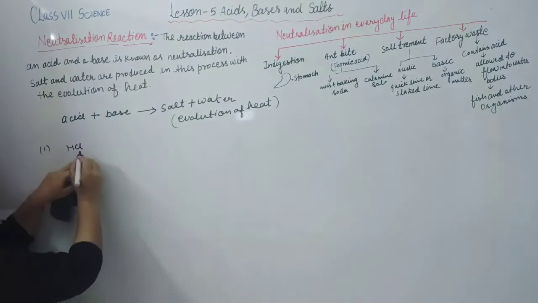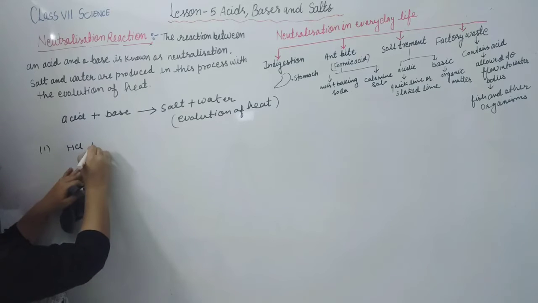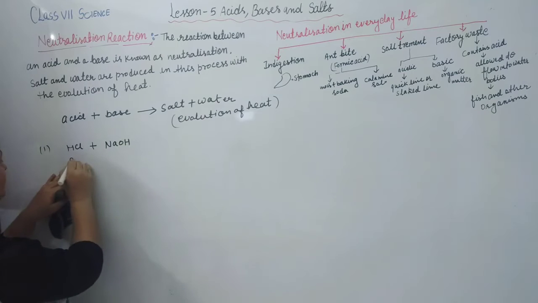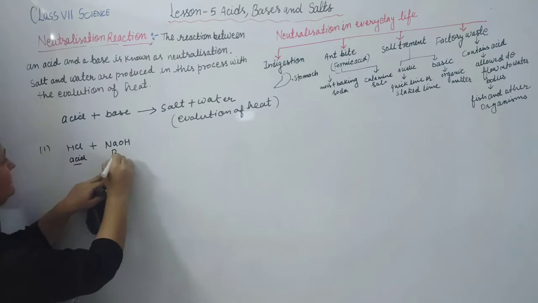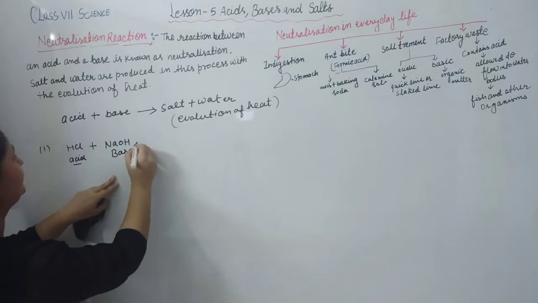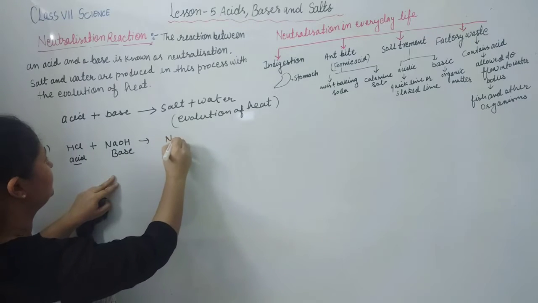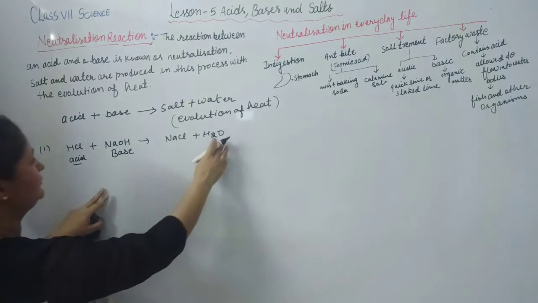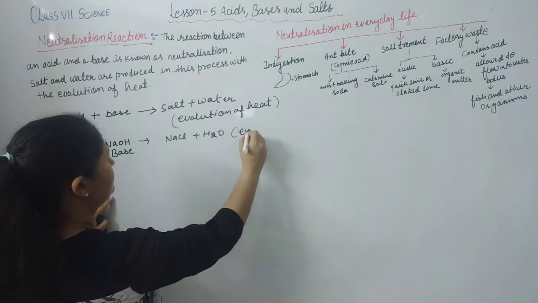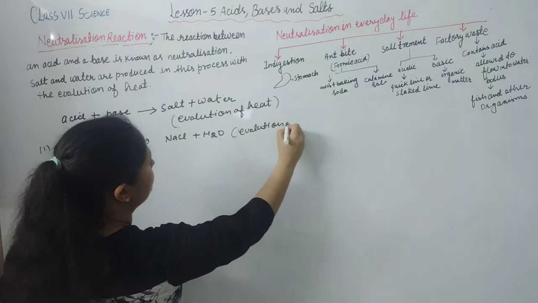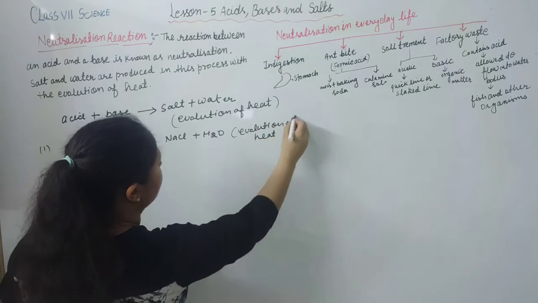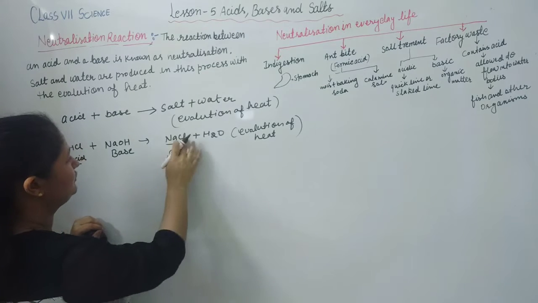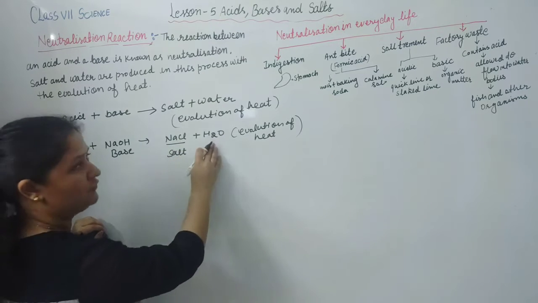First one is when hydrochloric acid reacts with sodium hydroxide, right? This is acid and this is base, salt and water are produced with the evolution of heat. So students, this is sodium chloride, salt, and this is the formula of water.